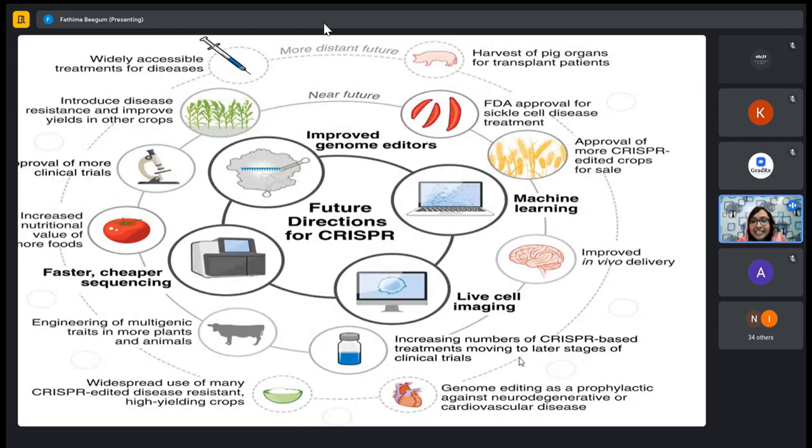Then a number of CRISPR-based treatments are moving into the later stages of clinical trials. A large number of trials have been conducted and it is in the final stage now, for neurodegenerative, for cardiovascular, for diabetes, for different purposes. So its role is wide. In future, its scope is so wide. The thing is that certain issues are there. If we manage those issues in a correct, proper way, then the future of CRISPR technology is immense.